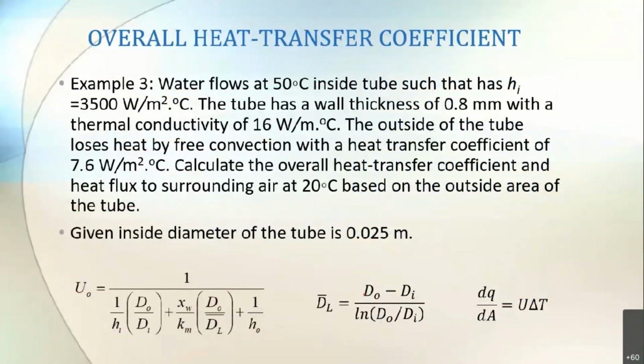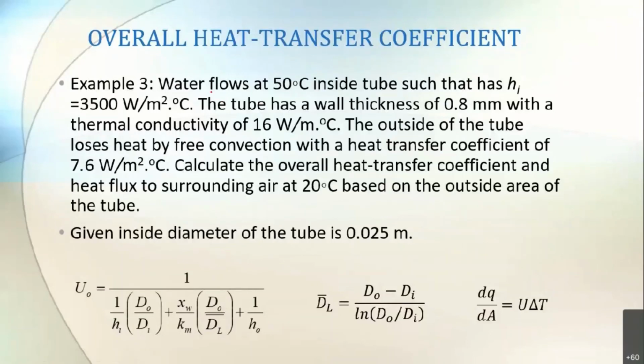But if you look at it here, just going through fast, water is flowing at 50 degrees inside the tube, so the HI value is 3500. The tube has a wall thickness of 0.8 with a thermal conductivity of 16 watt per meter degree Celsius. The outside of the tube loses heat by free convection with a heat transfer coefficient of 7.6. Calculate the overall heat transfer coefficient and the heat flux, with the surrounding air at 20 degrees Celsius, based on the outside area of the tube.